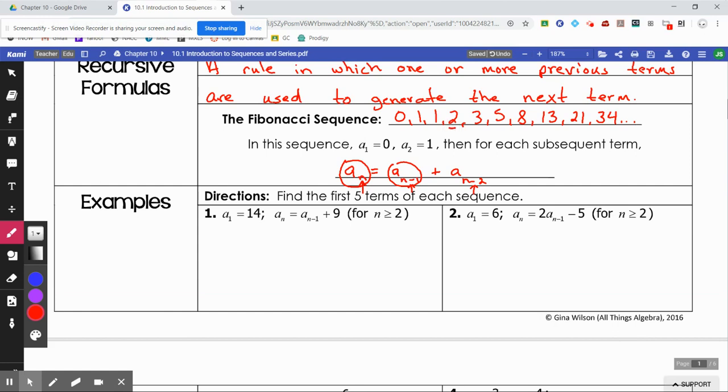Each term in the sequence is equal to the sum of the previous two. Again, this is an example of a recursive formula. Now let's work some examples.